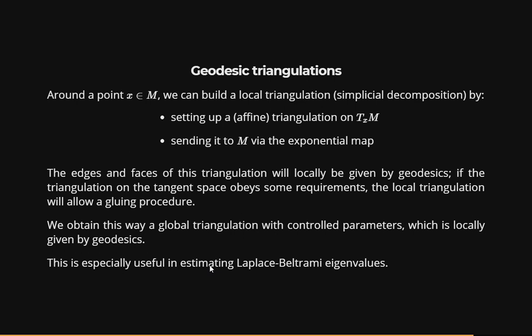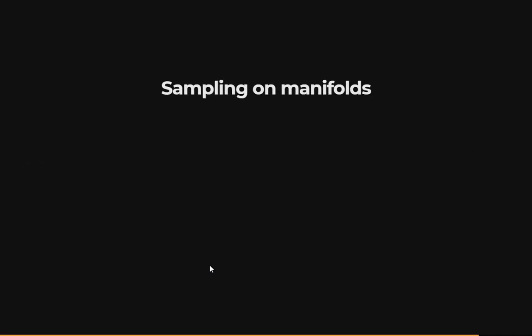Now, this is especially useful when you estimate Laplace-Beltrami eigenvalues. There is a way of defining a Laplace-Beltrami operator on the triangulation, which is obviously a combinatorial thing, and this will converge nicely to the Laplace-Beltrami eigenvalues on the manifold. So these are two examples of ways of obtaining triangulations, simplicial complexes on your manifold, which are quite different. But anyway, in any case, both in graphs and in simplicial complexes, everything starts by selecting points. So we need to select points on our manifold. So we want to sample points on the manifold.